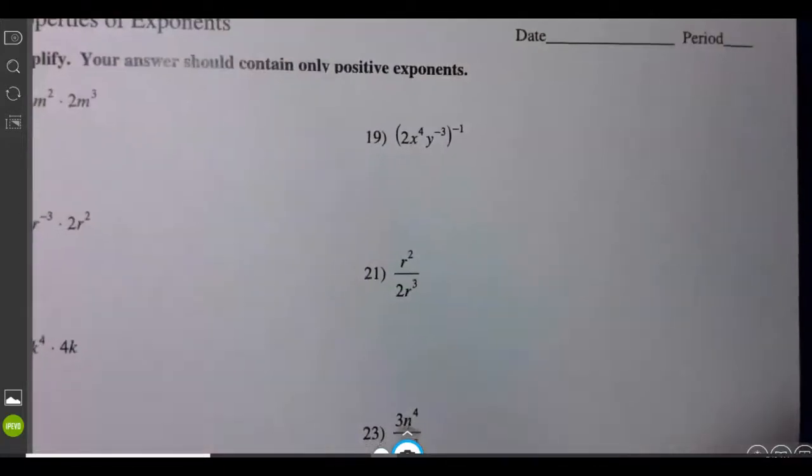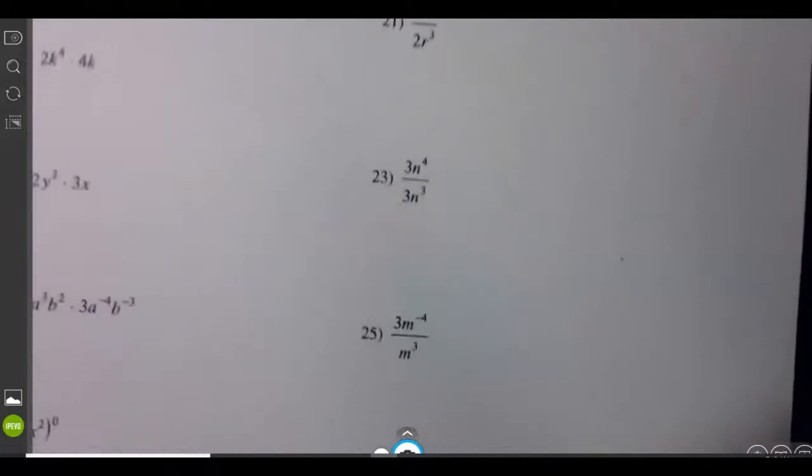And on the back of this sheet, you have all of these problems. Let's just look at a couple of them and see what happens on them and what we're going to do as far as simplifying and everything like that.